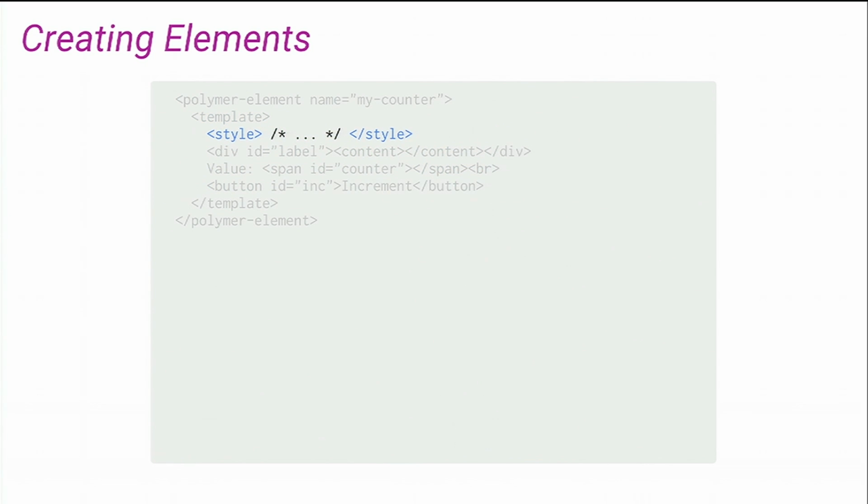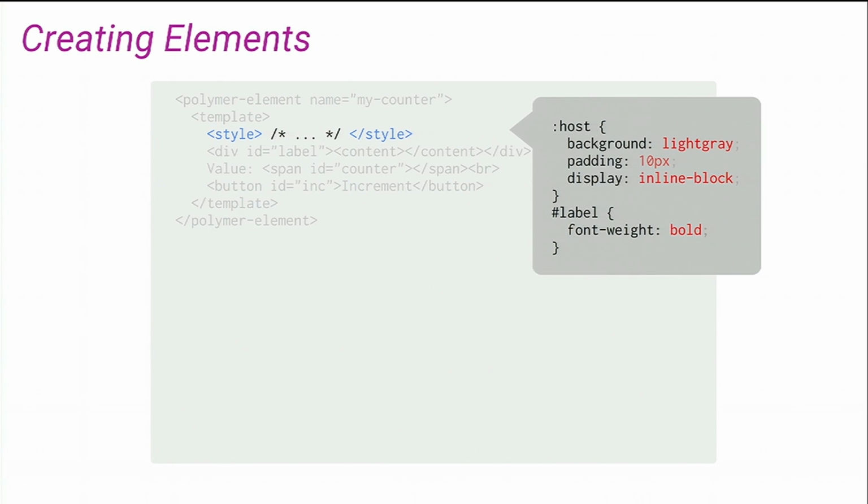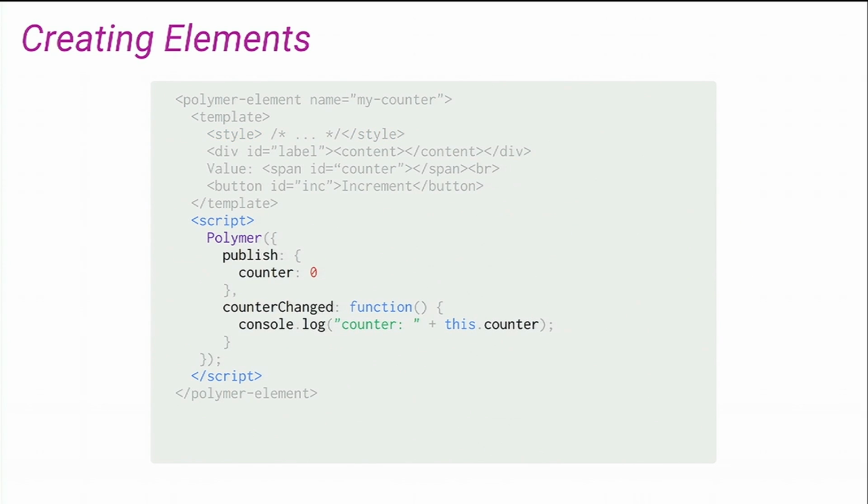So next, we add styles to our template. So since the template will be rendered into the shadow DOM hidden from other elements, these styles will only modify our component and won't leak out and modify other parts of the application. So this is how shadow DOM enables composability. Next, we can define published properties on the element's prototype. So published properties in Polymer can be initialized via attributes on the tag in markup, and observed simply by adding a changed handler function.